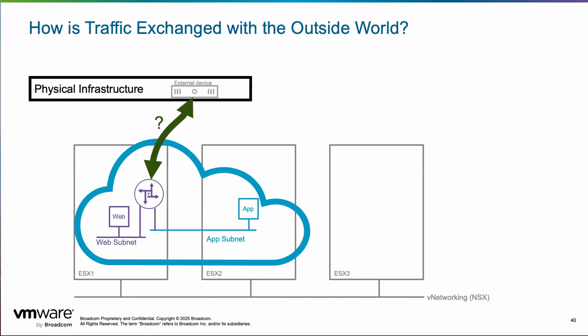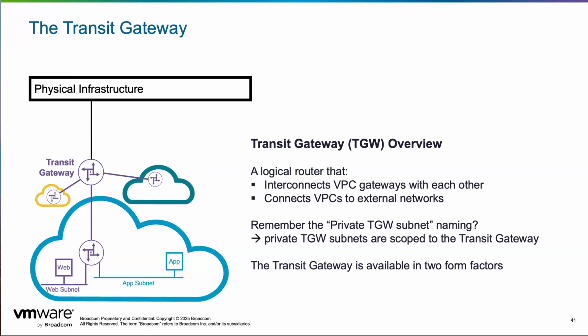So we've seen how networking works inside VCF with NSX. Now, how to communicate to the outside world? Remember, I said the web subnet and app subnet are entirely virtual. They don't exist in the physical infrastructure, so the physical infrastructure doesn't know how to reach them. Well, we're offering two options based on two different kinds of transit gateways. The transit gateway is another logical router that is automatically deployed for you when you install VCF.